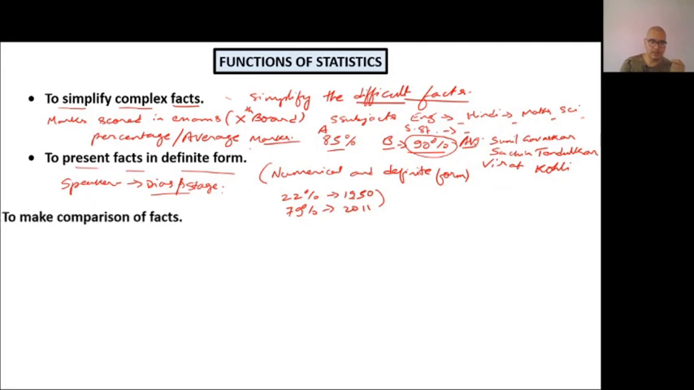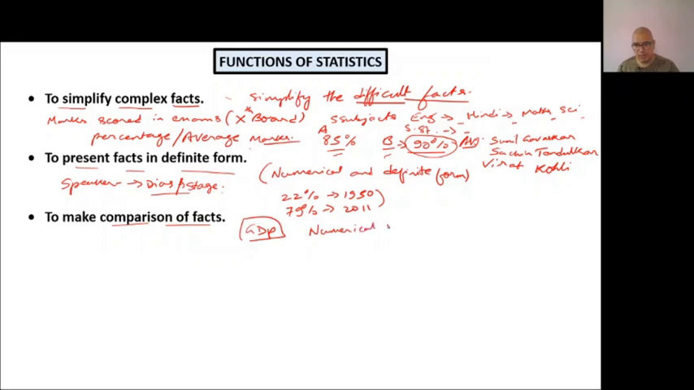Okay, next, to make comparison of facts, as I have been focusing on this comparison already, I have already given you an example of the 85% and 90% thing. We see that countries are being compared in terms of GDP. GDP is also a numerical fact, numerical data. So it is very much easier to compare using statistics, using data. Without data the comparison becomes difficult.